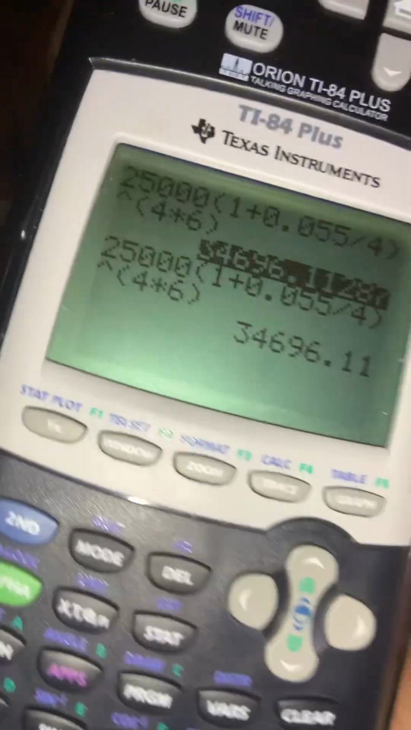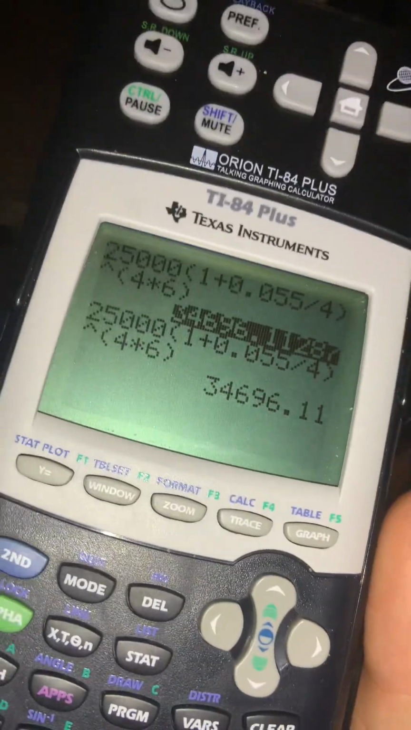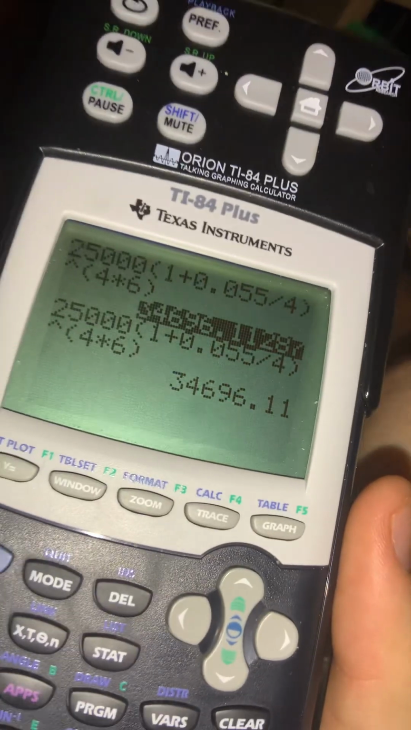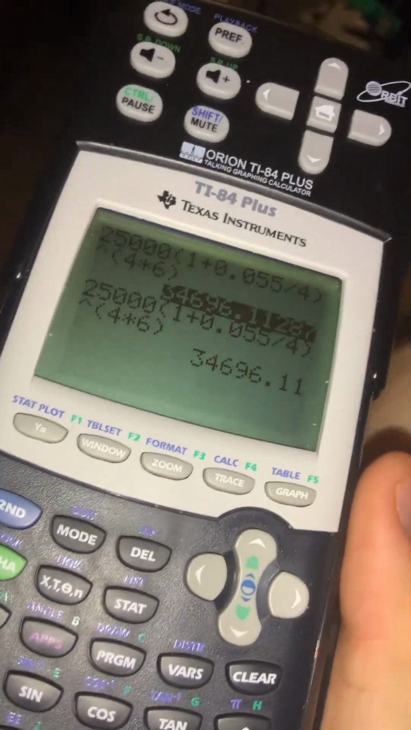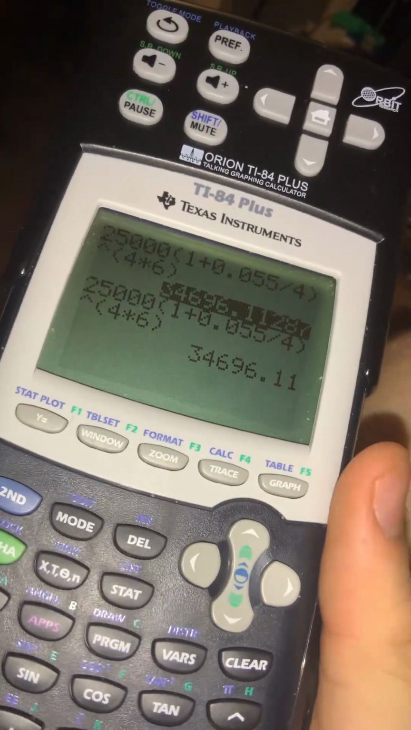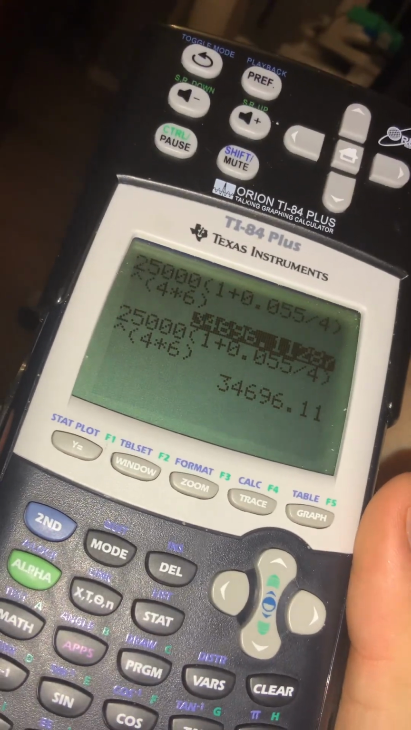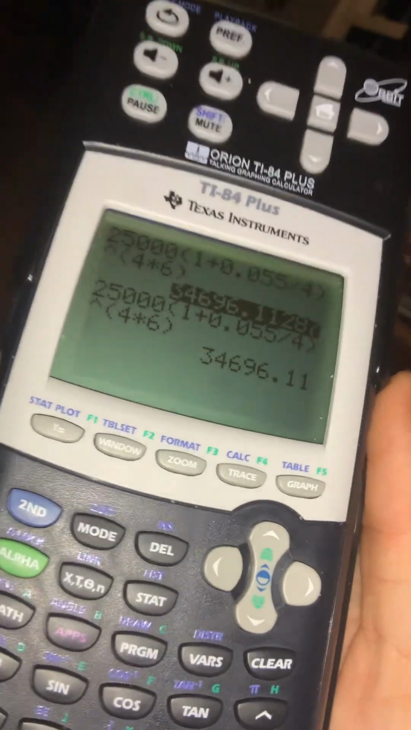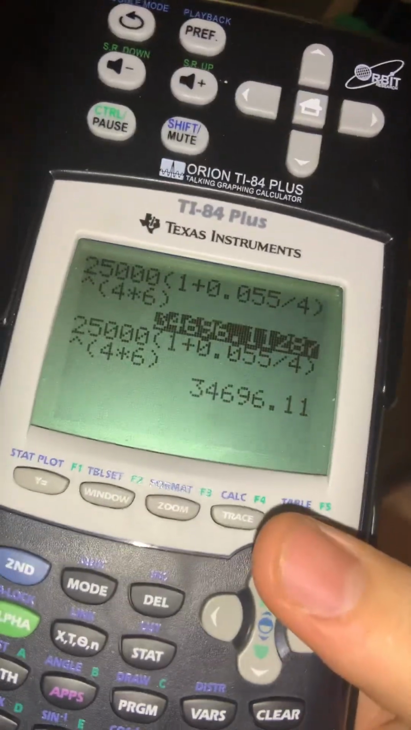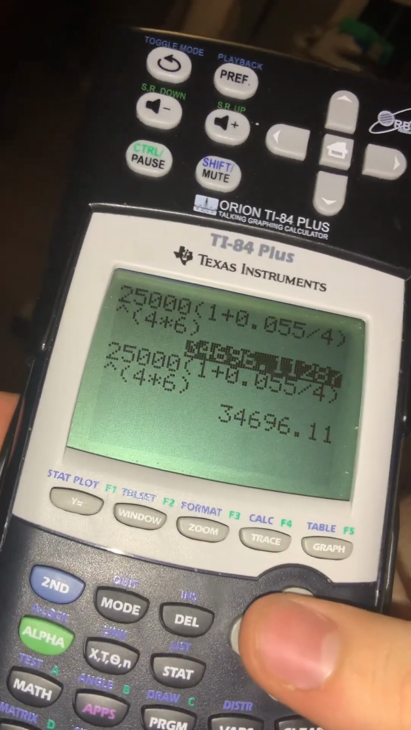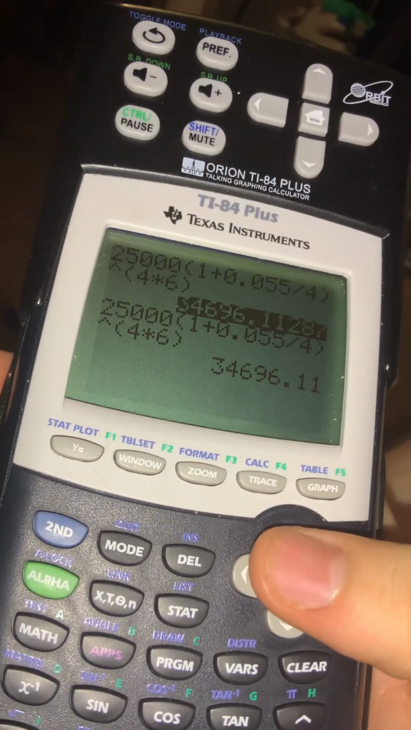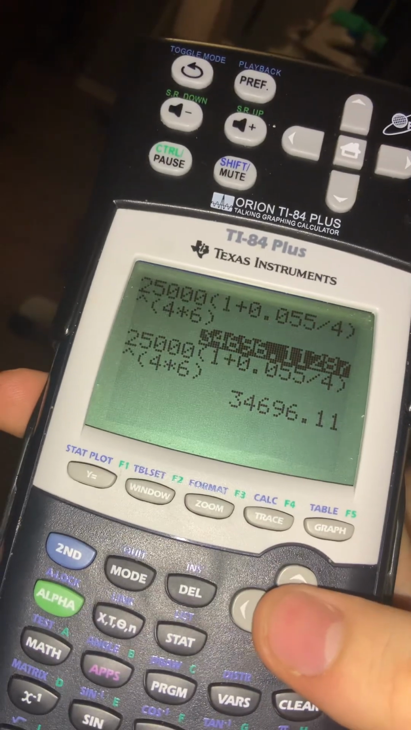So unfortunately, you're not able to just do to the power of 4 times 6 because the 4 will stay in the power, but the 6 will leave the power, and as a consequence, it raises your expression to the power of 4, but then multiplies separately by 6. Whereas if you put the 4 times 6 inside parentheses, it will multiply everything inside the power together, and you'll get the correct answer.